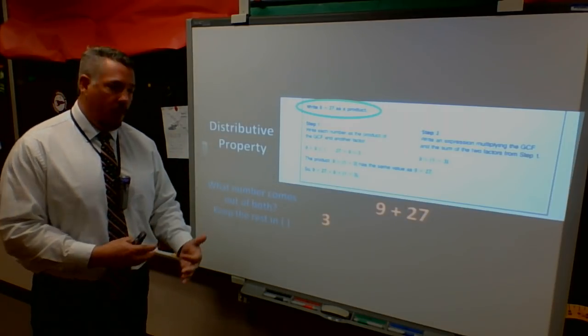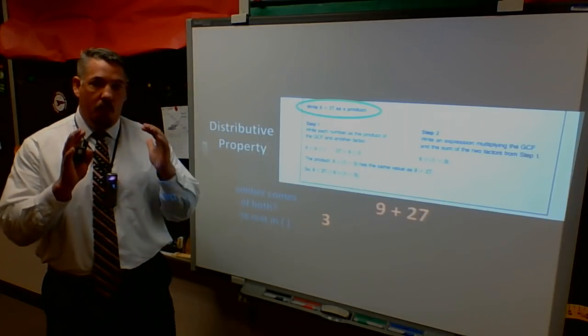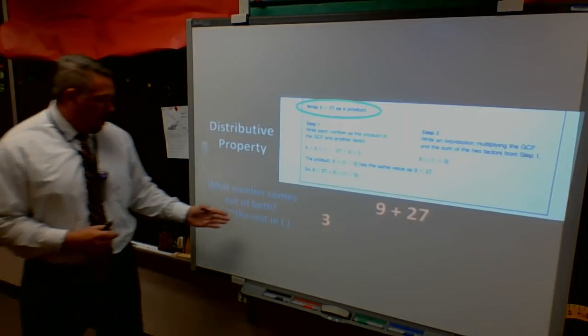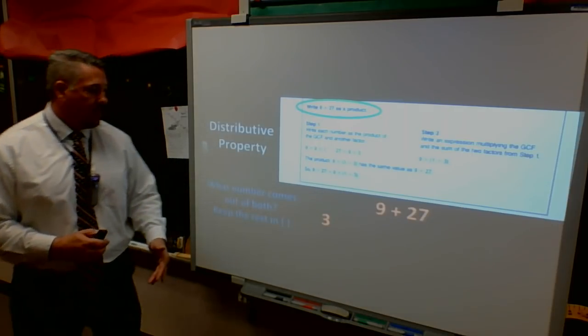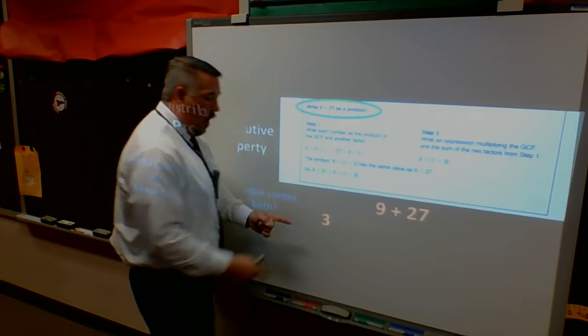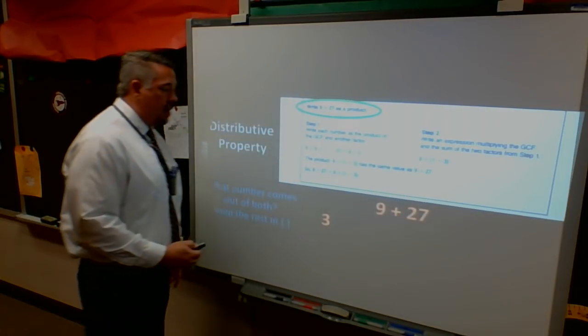And if I use 3, 3 would be on the outside, and then I want to put parentheses up. So this says what number comes out of both, and I'm going to keep the rest inside of parentheses. So 3 goes into 9 how many times, and 3 goes into 27 how many times.